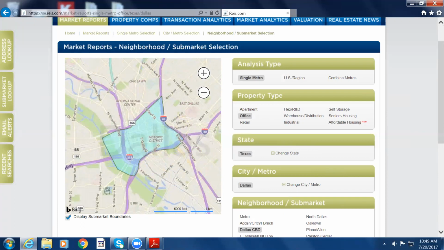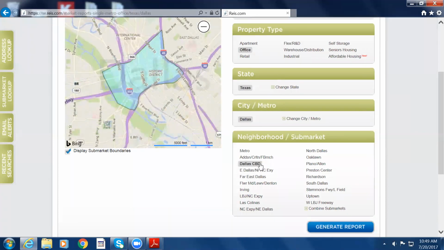Okay, let's go ahead and look at that CBD. And I didn't mention it before, but there is the ability when you generate all the reports to pull multiple submarkets at once, or pull multiple markets. So I'm sort of picking and choosing the areas that I want to look at, but you have the ability, as Amy mentioned, to pull all your submarkets.